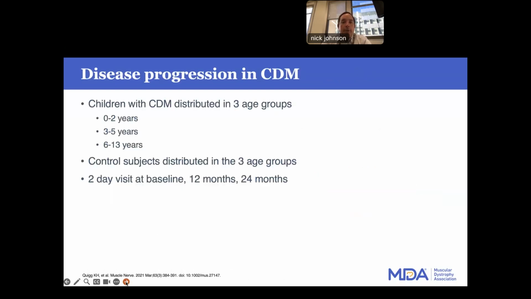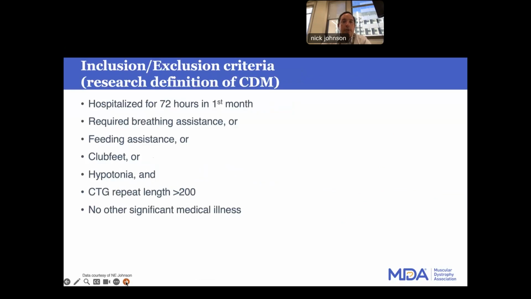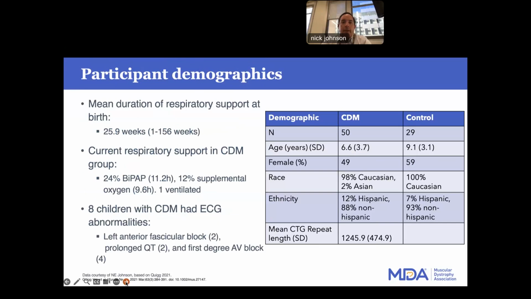So we've previously done a series of different studies looking at the natural history of children in congenital myotonic dystrophy, and we used this particular inclusion-exclusion criteria in these kids. So they had to be hospitalized for 72 hours in the first month of life, and then they had to either require breathing assistance or feeding assistance or clubfoot or have hypotonia, which is really the kind of research definition of congenital myotonic dystrophy, and they had to have at least a repeat length of over 200, which is still a pretty low bar.